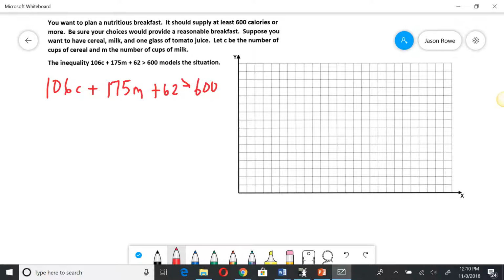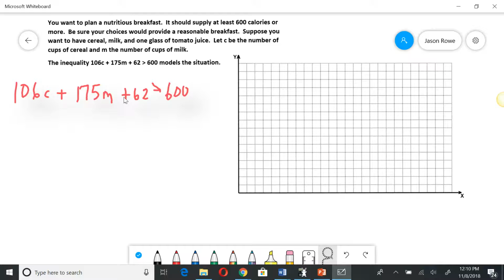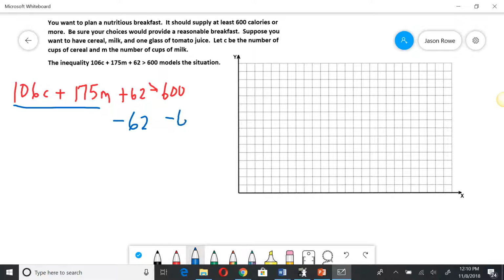First thing you're going to do here is, and I'm going to drag that over a little bit so I can have space from the graph, is I want to isolate this part of the inequality. So I'm going to subtract 62 from each side. So by doing that, I've got the inequality isolated, or the variables isolated.